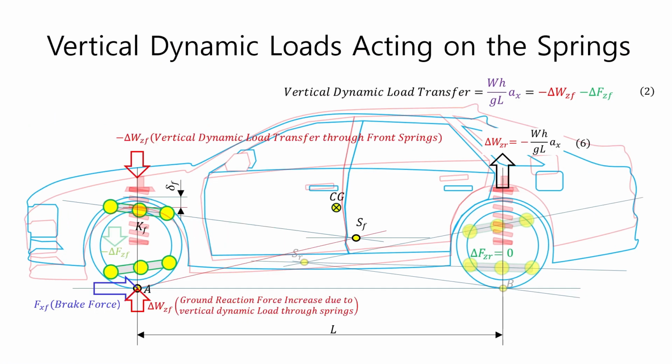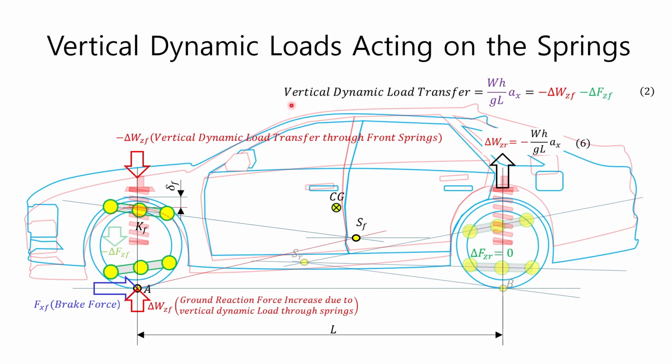Let's analyze the vertical dynamic load acting on the springs. First, let's examine the load transfer through the springs in the case of a front suspension with brake wheels. In a suspension with brake wheels, the transfer paths can be divided into two. The first is the load transfer through the suspension links explained earlier, and the second is the load transfer through the springs explained here. In the case of a suspension with brake wheels, the sum of these two load transfers represents the total vertical dynamic load transfer of the vehicle.